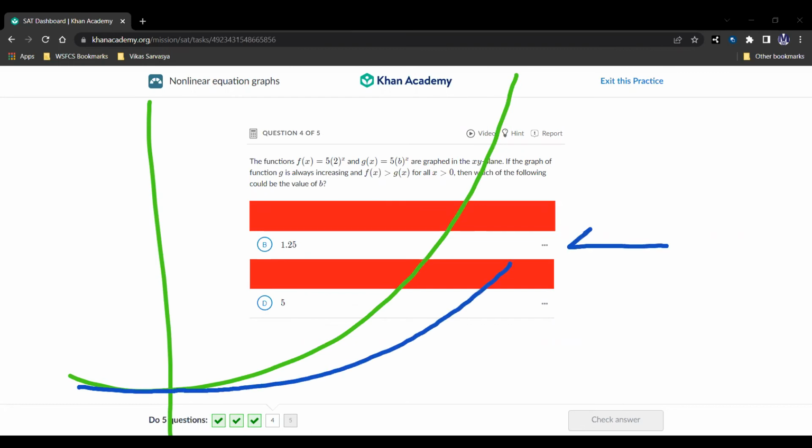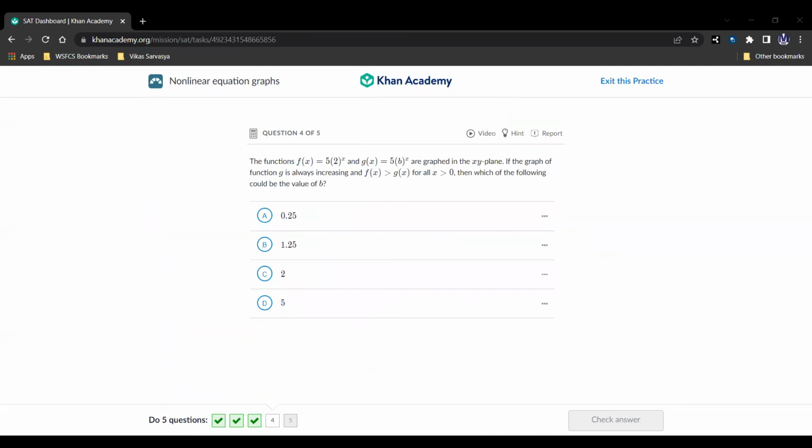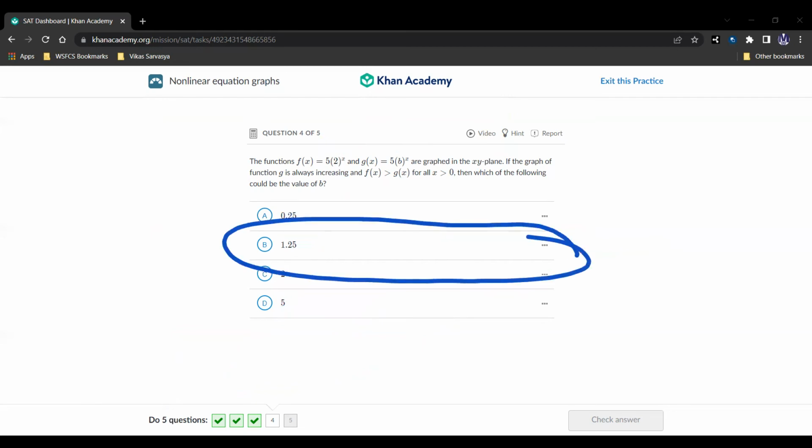So it's going to be staying here, but it's going to grow slower. So it feels like this should be the correct answer. Whereas if we had something that grew faster, it would be way higher. And we can test this out. We can plug in 5 for b in here, and then pick an x value. Pick 1 as an x. Then this one is 10, and this one is going to be 25. And g of x is not less than f of x at that value. So 5 doesn't work, which means that our answer is going to be 1.25, because it grows slower. So it's going to be less than f of x for all x greater than 0.